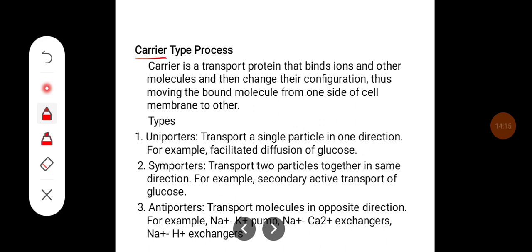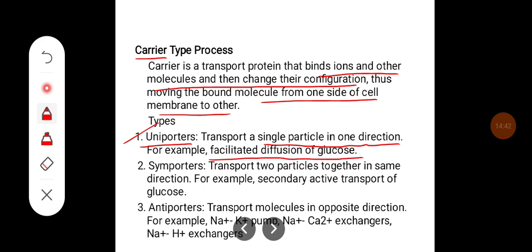Carrier type process. The carrier is a protein that binds ions and other molecules and then changes its configuration, thus moving the bound molecule from one side of the membrane to the other. There are different types of carrier proteins. They are uniport, where the transport of a single particle in one direction occurs. For example, facilitated diffusion of glucose.